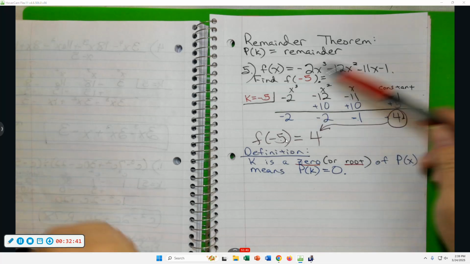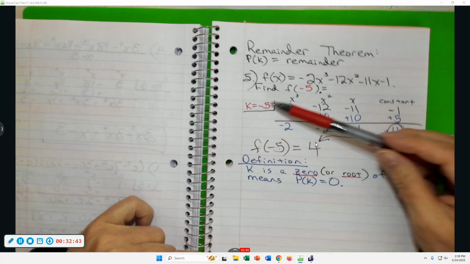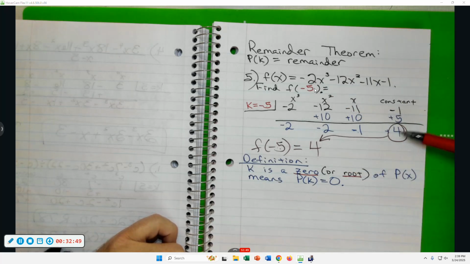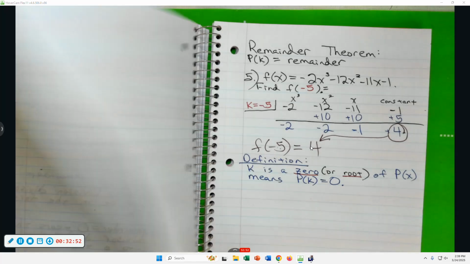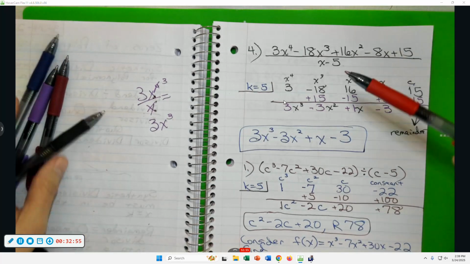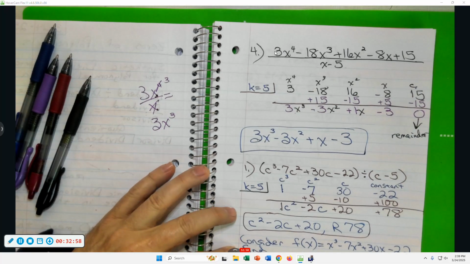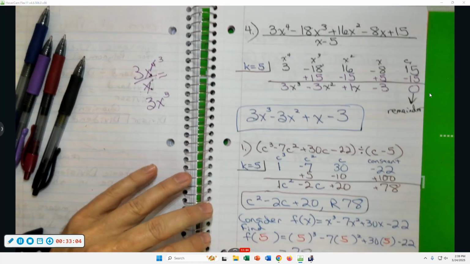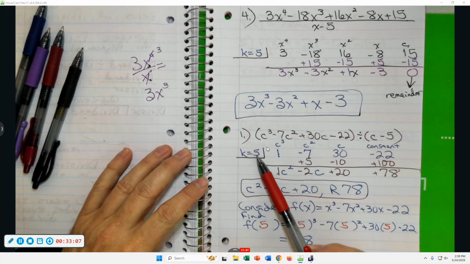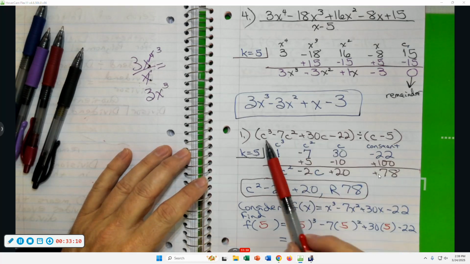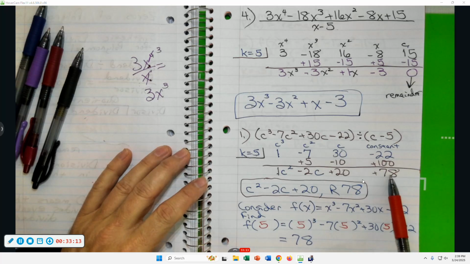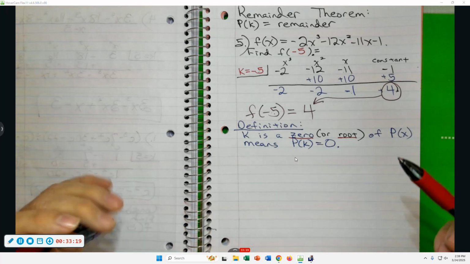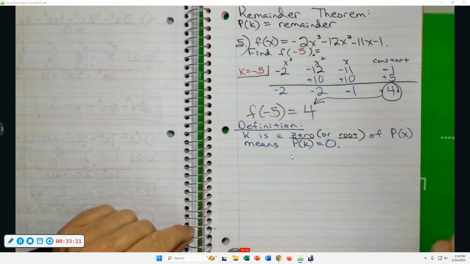Is negative 5 a zero? Look at this number 5. Would negative 5 be classified as a zero? If you plug in negative 5, do you get 0? No, you get a 4. What about this one here? Would positive 5 be classified as a zero? Yes, because if you plug in 5, you get 0. What about this one here, number 1? Is 5 a zero for number 1? No, because you plug 5 in, you're getting 78. You're not getting 0. A zero of a polynomial function is a number that you can plug into the function to make it equal 0.